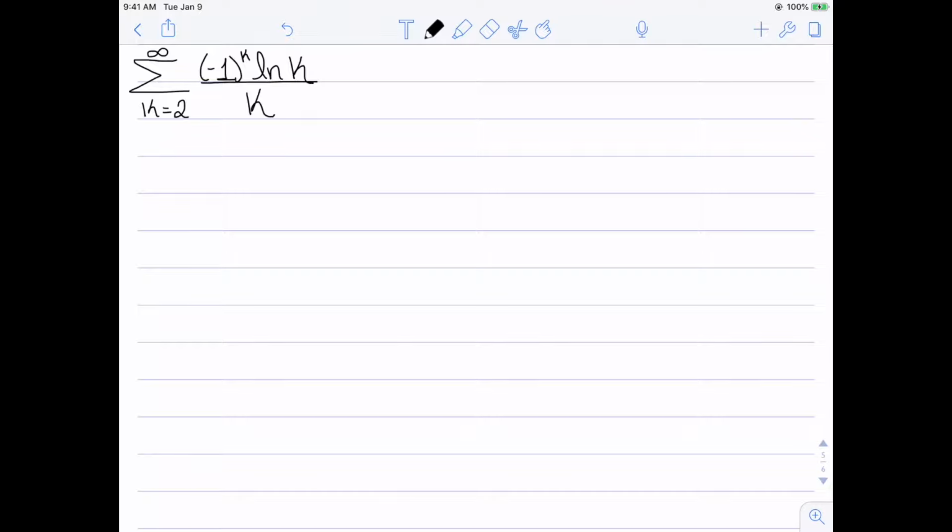The next one I'm considering, the summation from k equal to 2 to infinity of negative 1 to the k, ln k over k. Therefore, my a sub k's are ln of k over k, and this is what I'm going to be primarily concerned with. I need to start by seeing if this is decreasing or not. We should feel pretty confident that a sub k is greater than or equal to a sub k plus 1. While I won't prove this directly, you can graph ln of k over k and see that it is a decreasing function after k equal to 2. So we do have that a sub k is greater than or equal to a sub k plus 1.